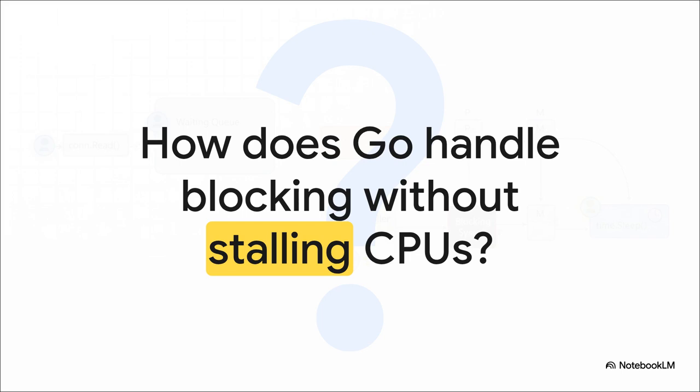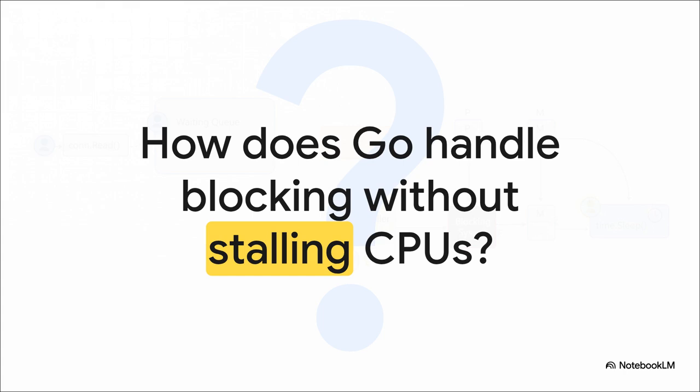So this brings us to a really fundamental question. If kernel threads are inherently heavy, and we already know from our sources that context switching between them takes significant overhead because you have to save and restore dozens of registers, and if blocking operations literally freeze these threads, how on earth does Go multiplex millions of goroutines so seamlessly?